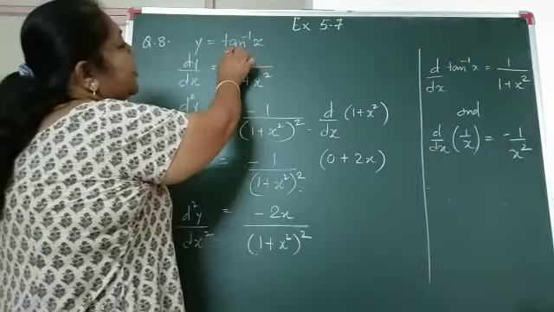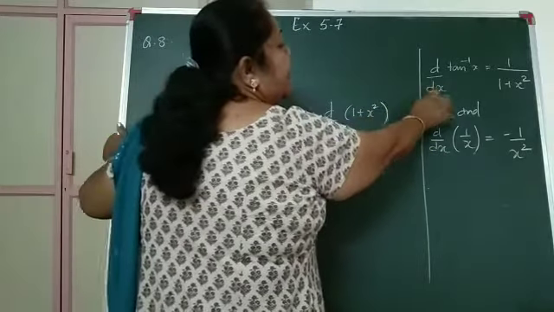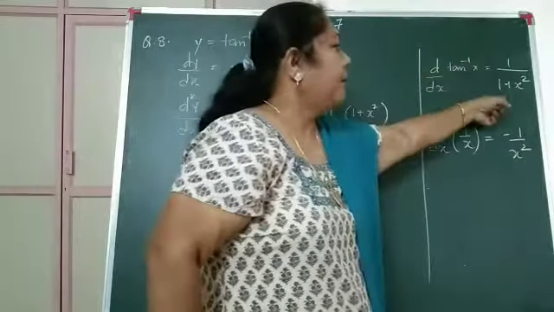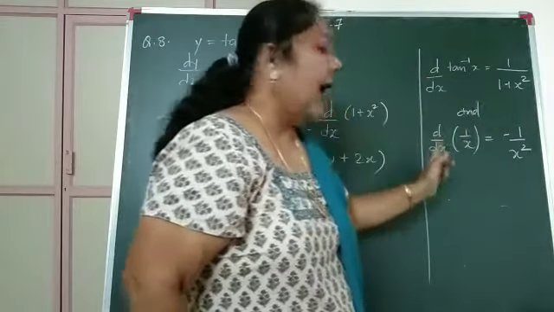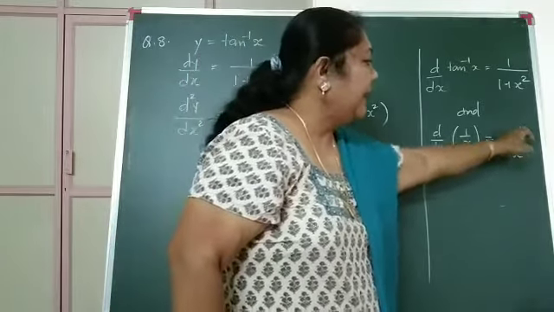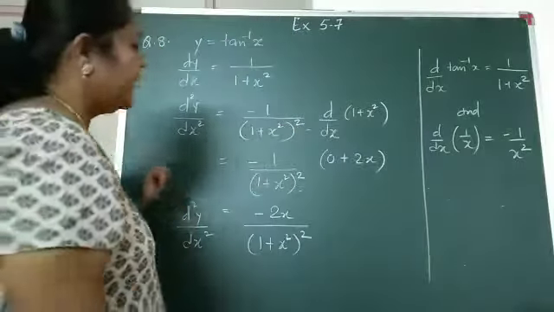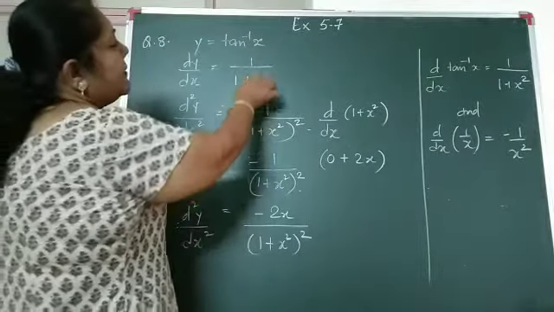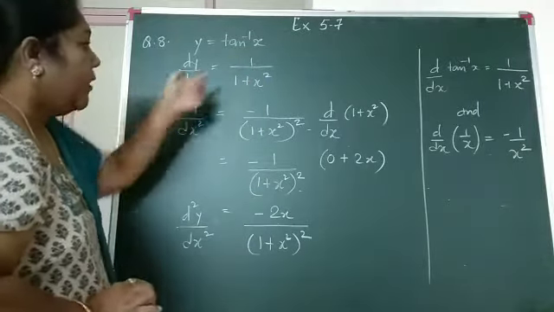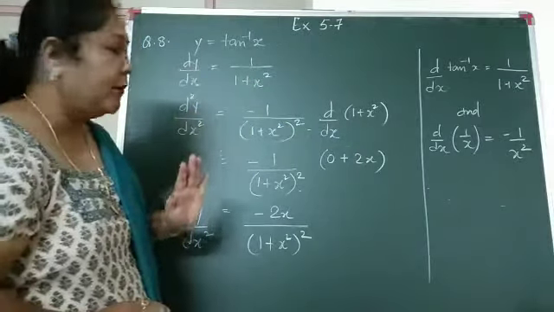I have written the 2 formulas on the side: differentiation of tan inverse x is going to be 1 upon 1 plus x square, and differentiation of 1 upon x is going to be minus 1 upon x square. So these 2 formulas we are going to utilize in our question. Differentiation of tan inverse x is 1 upon 1 plus x square, as per the direct formula.